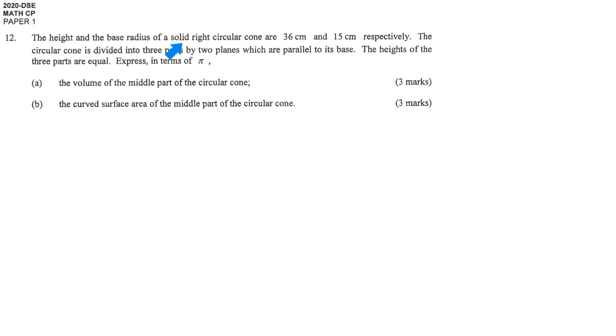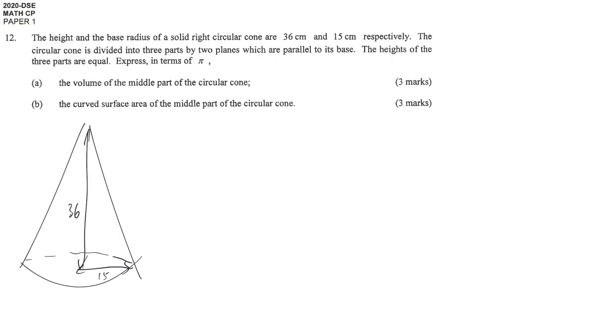In this question, they say that there is a cone, a right circular cone. The base radius is 15, while the height here is 36. And then the circular cone is divided into 3 parts by 2 planes, which are parallel to the base. The heights of the 3 parts are equal. That means along this height, we separate it into 3 equal sections. And then we cut it using this plane and this plane.